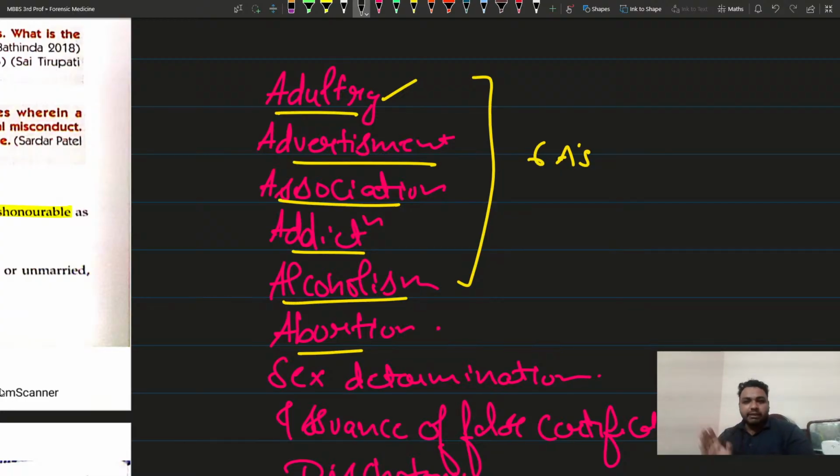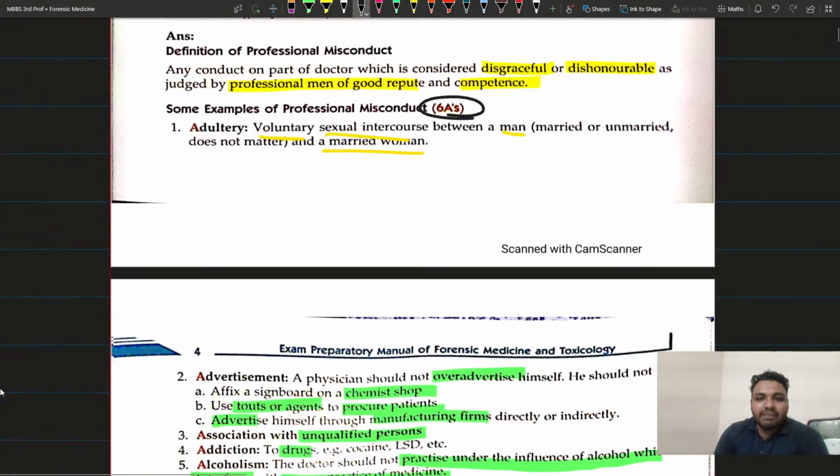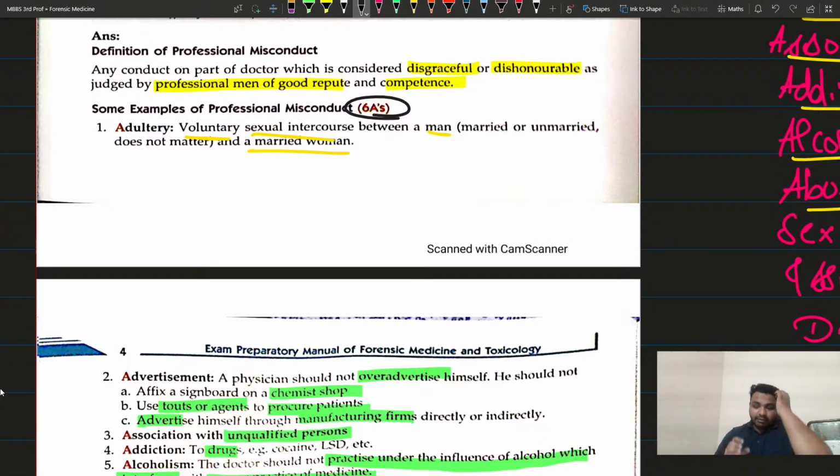Abortion here means illegal abortion. And then comes another example like sex determination, but over here sex determination is with the intention of a female fetus, and then issuance of false certificates. Now let's just cover briefly what these are.